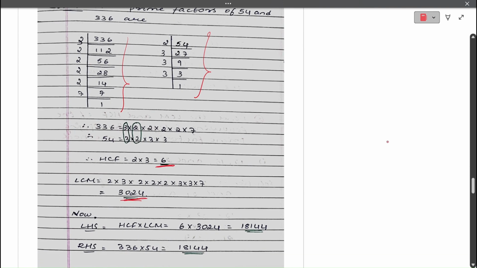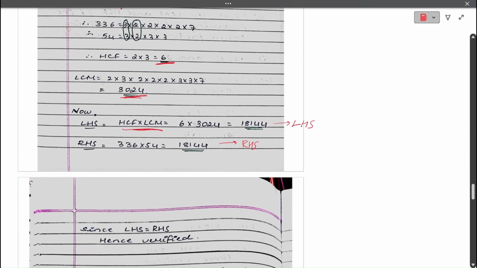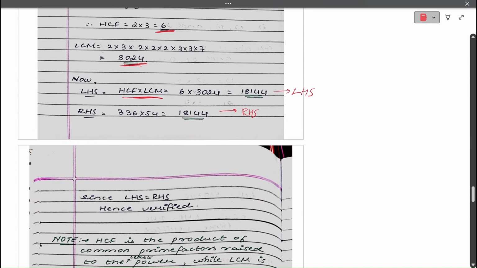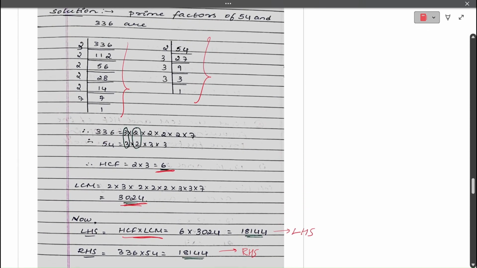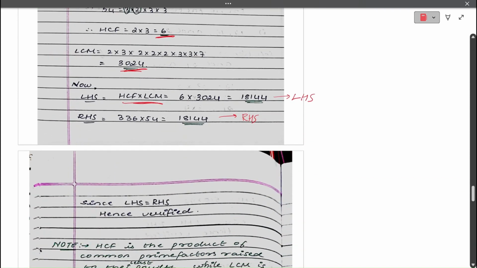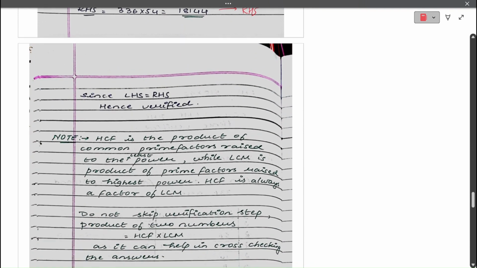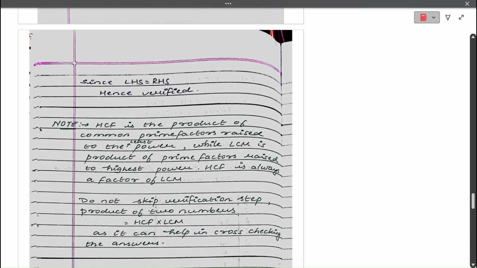So well, HCF into LCM we get as 18144. So this is my LHS. Let's see for RHS. When you do the product of two numbers, that is 336 and 54, we are getting again 18144. This is my RHS. So clearly I can tell LHS and RHS are equal, so hence I verify them. This kind of question is pretty easy and easy to score, isn't it? Yes.